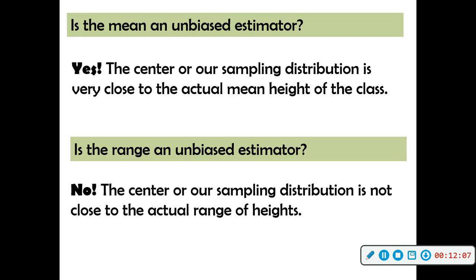Since the mean is an unbiased estimator for your heights, that means the mean is going to be an unbiased estimator for any population. And since the range was not an unbiased estimator for your heights, the range is not an unbiased estimator for any population. So we can use a sample mean to estimate a population mean, but we cannot use a sample range to estimate a population range.